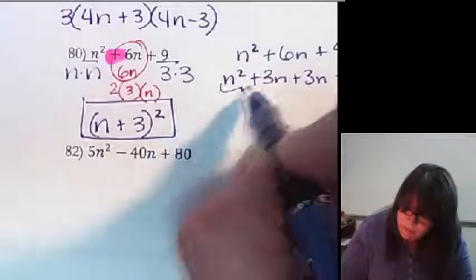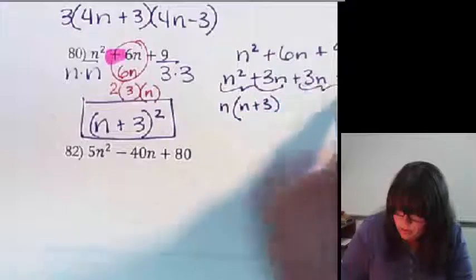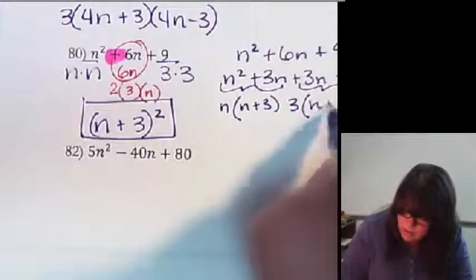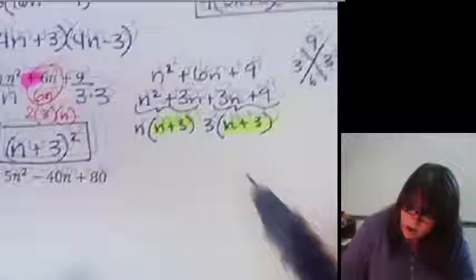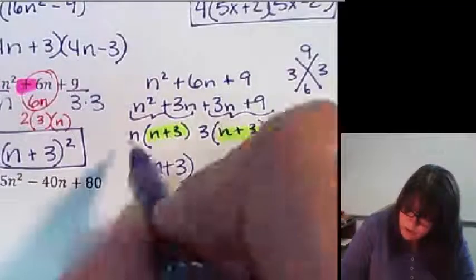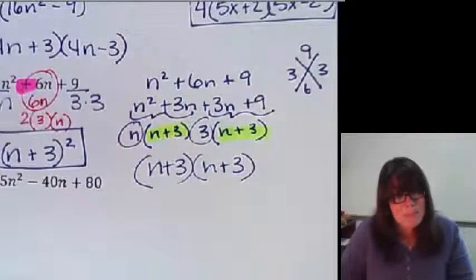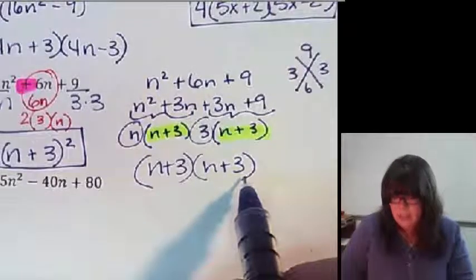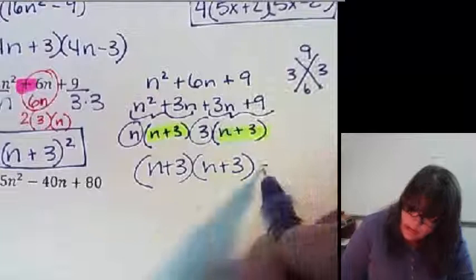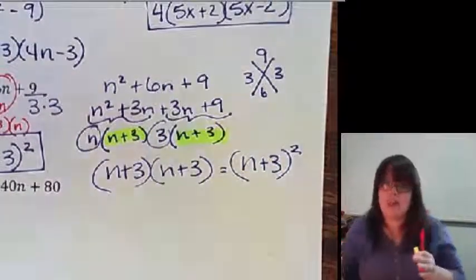And I'm going to factor this group, n times n plus 3. Factor this group, 3 times n plus 3. Watch what happens. What happens is your twins are n plus 3, and your loners are n plus 3 also. They work out to be the same. And so since we have this times itself, it's n plus 3 times n plus 3, we can write that as n plus 3 squared. So that's where this is coming from.